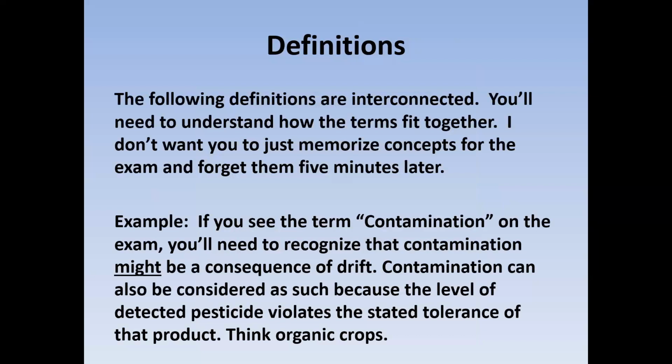Okay, the following definitions are interconnected. I don't want you just to memorize what the definition is. I want you to understand, on a three-dimensional level, how all these definitions are interconnected. For example, if you see the term contamination on the exam, you'll need to recognize that contamination might be a consequence of drift. Contamination can be considered as such because the level of detected pesticide violates the stated tolerance of that product. Think organic crops, but also understand that drift is beneficial in some situations and not others.